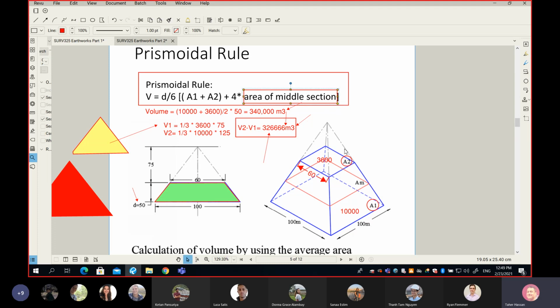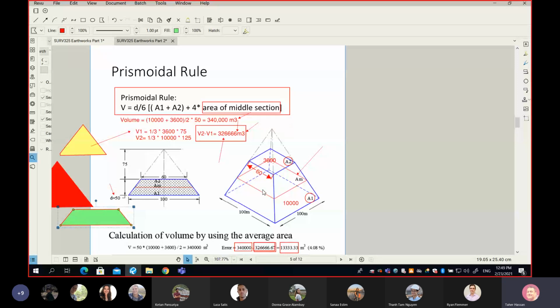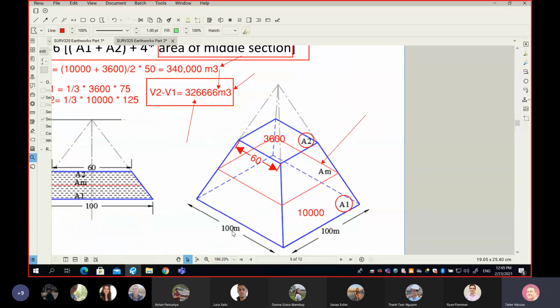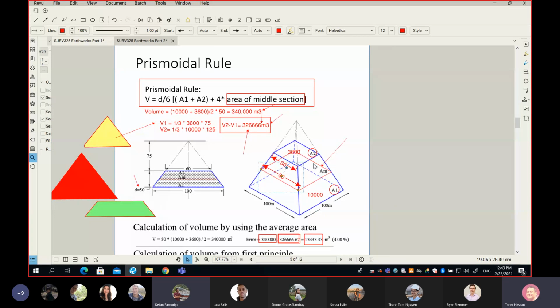So where is the area of the middle section? It's here. Please watch this. Do you see this section in the middle between A1 and A2? On the 3D it's here in red, and on the elevation here it is in red as well. So this is the section in the middle. Now let me ask you, if this dimension is 100 and this dimension is 60, what do you think about this dimension, from here to there, which is the dimension of the section in the middle? 80. It's 80. And if this dimension is 80, what will be AM? 80 by 80. Thank you, which is 6400.